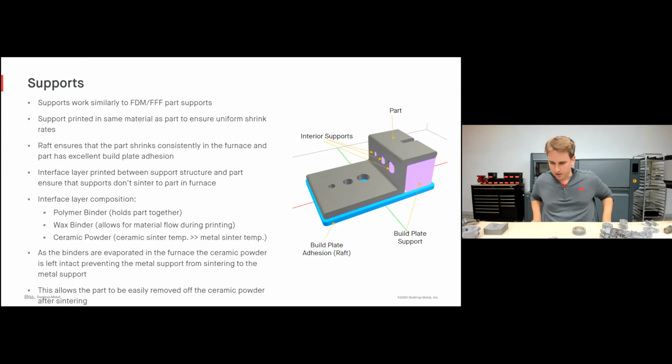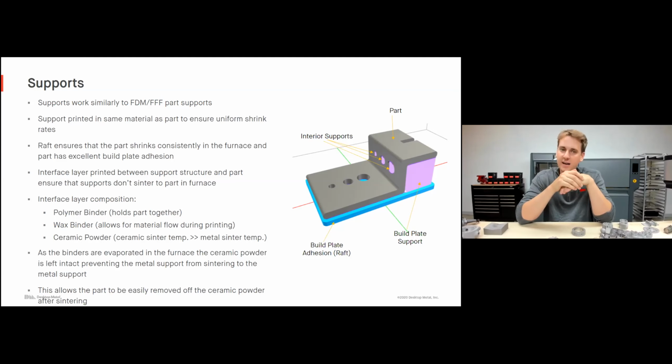So at this point, you're probably thinking to yourself, wait, why are my supports not just going to sinter to my part, and I'm going to have a support that's just stuck to my part? That's where we're making use of this interface layer that I mentioned earlier. The interface layer is going to be between your support structure and the part to ensure that they don't sinter together. The interface layer is made out of a polymer binder that's used for holding the material together, a wax binder that's ensuring that the material is flowing during printing, and then a ceramic powder.